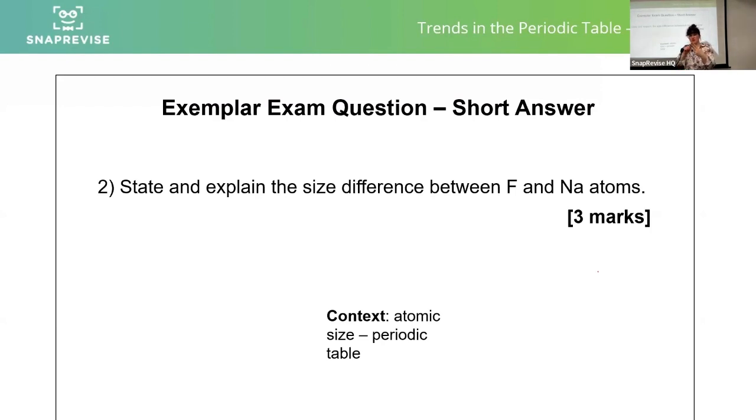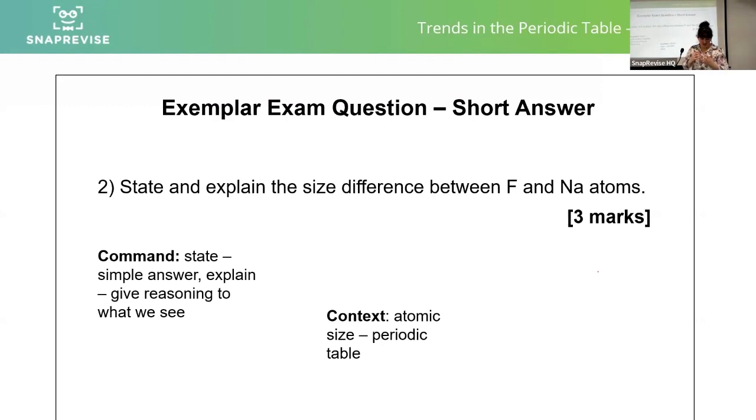It's important to think about that because you want to make sure that your explanation includes 2 markable points. If you've only given 1 part of an explanation, you can only get 1 mark for the explain part. So you'd lose a mark. So make sure that your explain has got 2 parts to it, or 2 awardable pieces of information. So state a simple answer, explain, give reasoning.